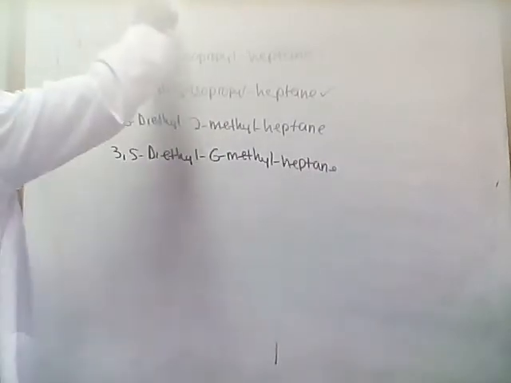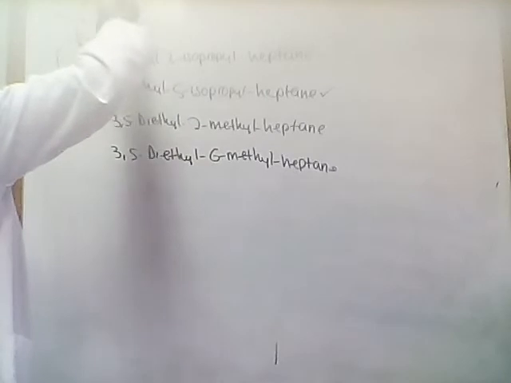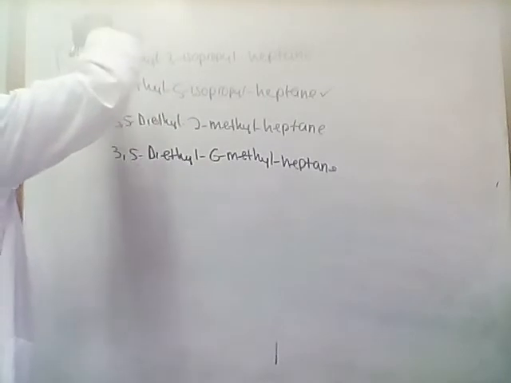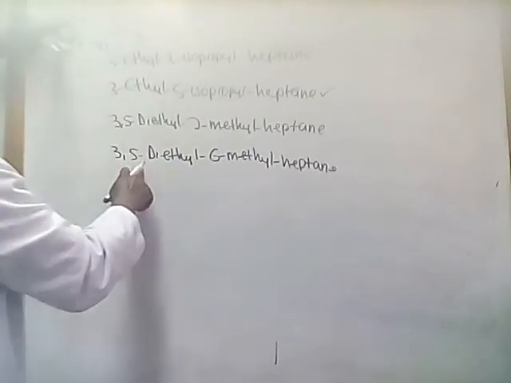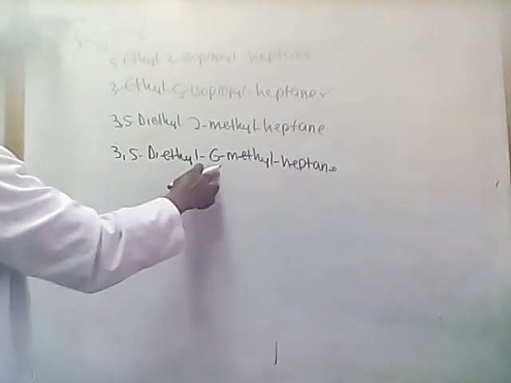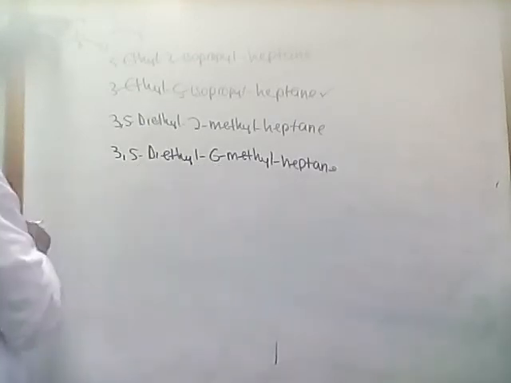What I'm saying is this. If I start numbering from here, the ethyl group will be on carbon number 3, the other one will be on carbon number 5, and then the methyl group will be on carbon number 6. Have you seen that? So this will be more preferred than that, yeah? Is there any other possibility? I think those are the possibilities.